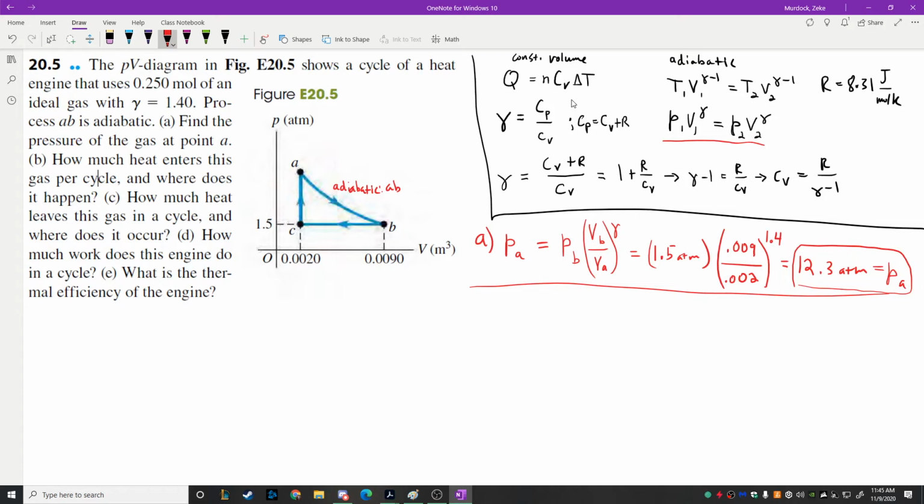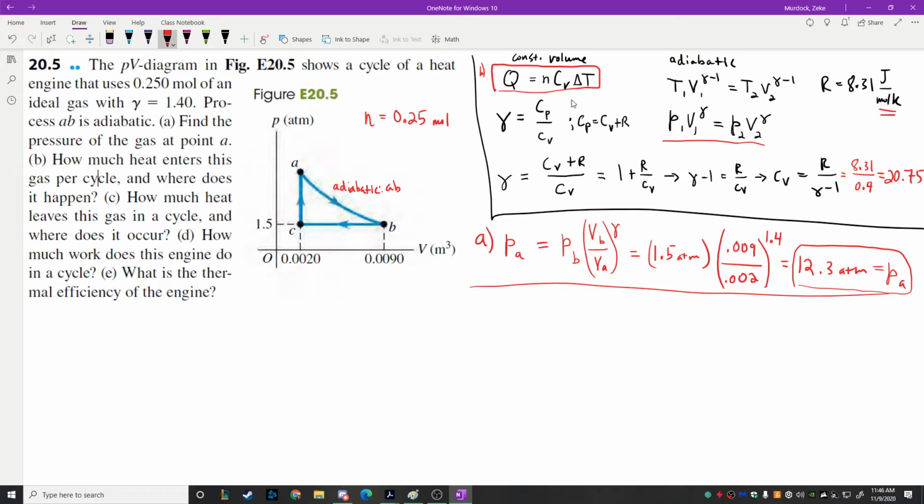Part B says, how much heat enters this gas per cycle, and where does this happen? For part B, we're going to be using this equation here, except that we need to do some calculations first. We know what the number of moles in this case is. It gives us that the number of moles in our problem is 0.25 moles. And CV, I said we could calculate from this right here. R is 8.31. And we're dividing by gamma minus 1. Gamma is 1.4, so gamma minus 1 is 0.4. And what I got was 20.75 for this.